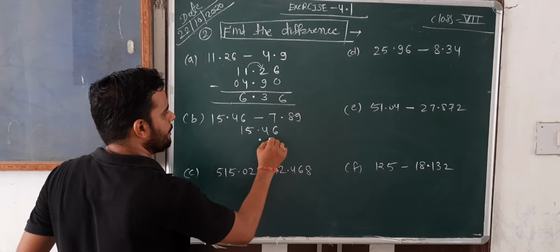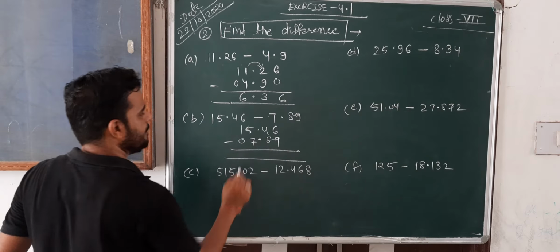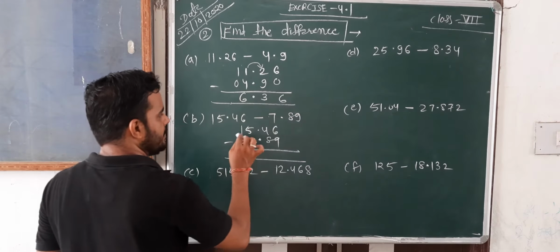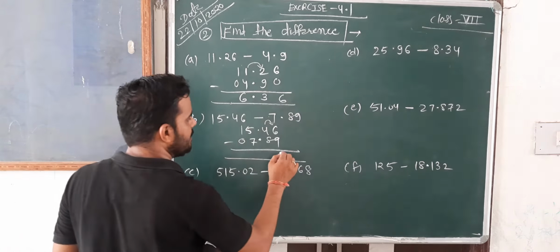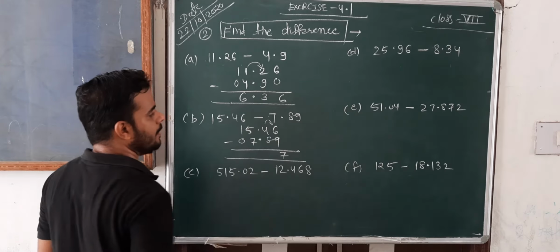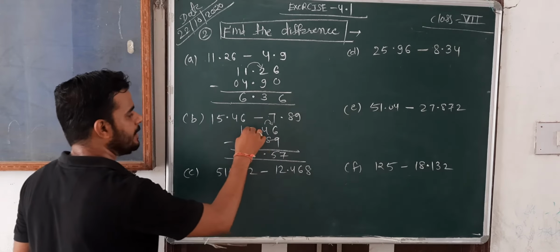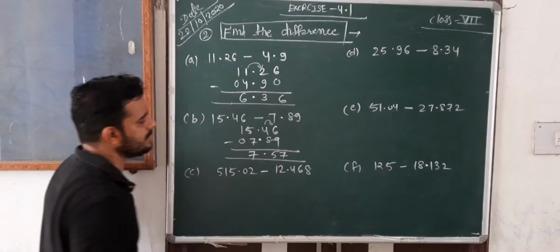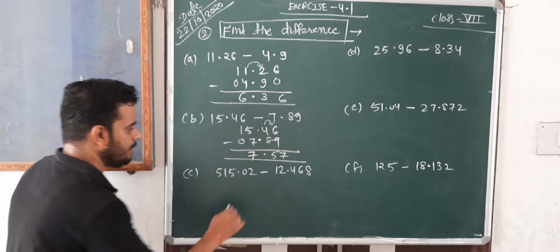So next one, 15.46, point here 8, 9 and 7. Subtract both of these. Okay, blank plus you just put the 0. Then carry from here, 16 minus 9 then 7. Here afterward 13 minus 8 is 5. Okay, then 14 minus 7 then 7. So the answer is 7.57. Any doubt?